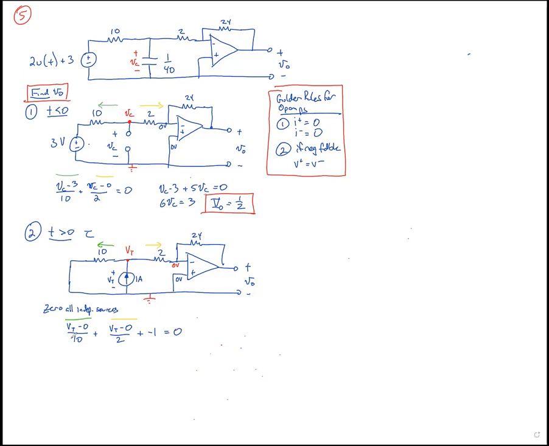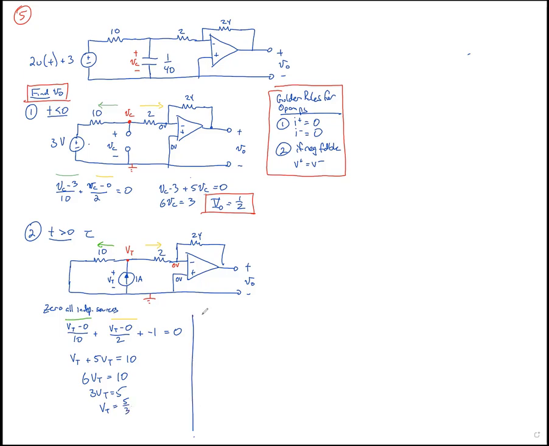So let's multiply through by 10 to get rid of these fractions. And we get VT plus, let's see, times 10 would be 5 VT, equals, times 10 would be minus 10. We'll move it over to the right, and that equals 10. So this would give us 6 VT equals 10, which is the same thing as saying 3 VT equals 5, or VT is equal to 5/3.